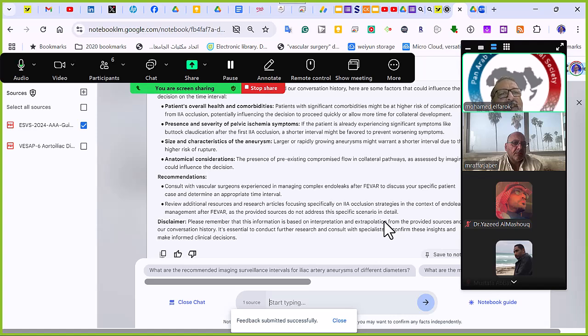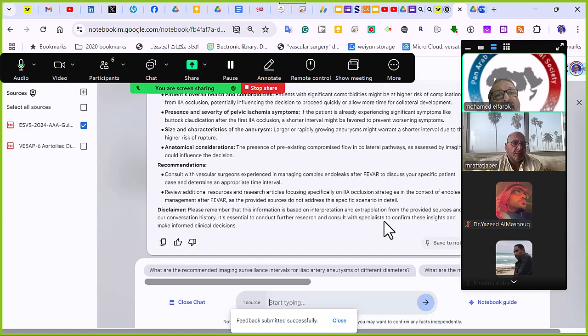So disclaimer: please remember that information is based on interpretation of provided sources, and it is essential to conduct further research and so on. So he mentioned that you need to read about it and so on. So he did not mention an exact time, and this is a good answer, but he should, I will consider the following factors. And this is a good answer to really answer in the exam.